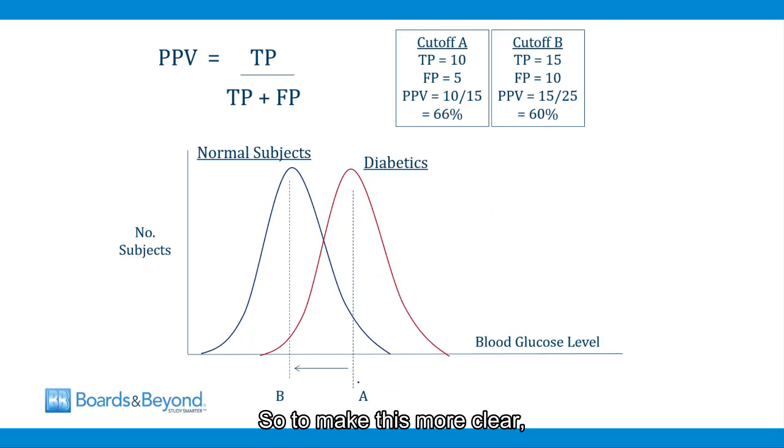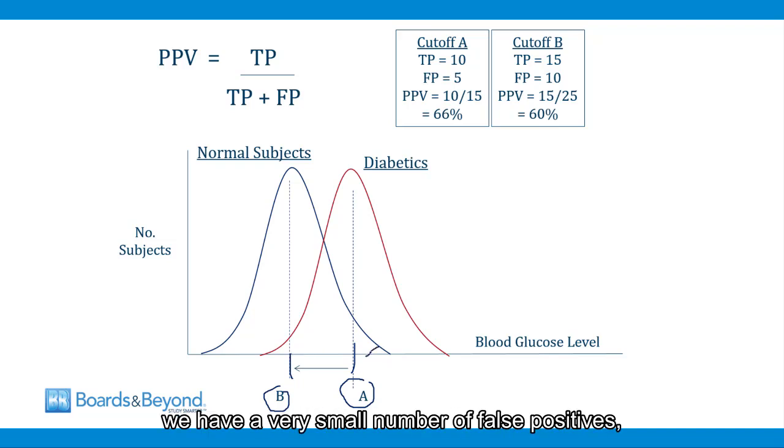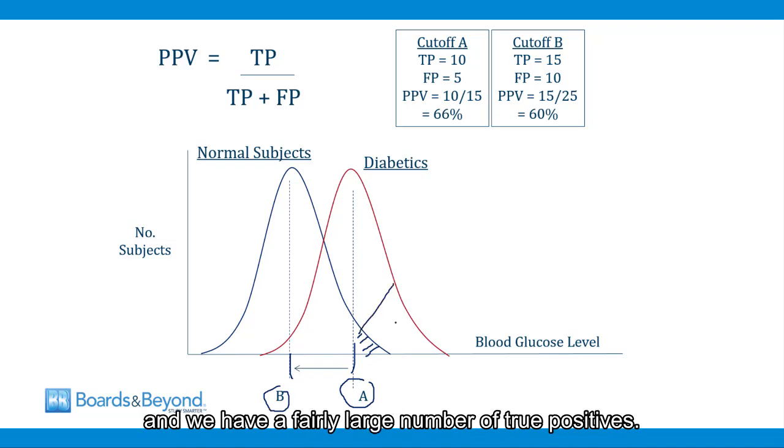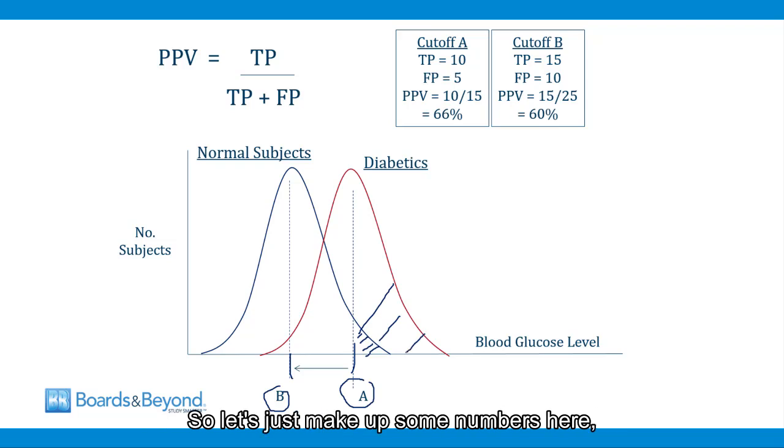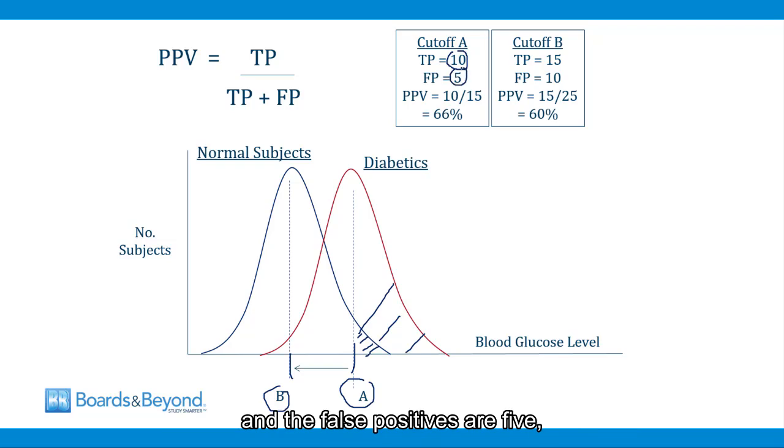So to make this more clear, let's hypothetically consider that we're going to move the cutoff point from point A here, indicated by this line, to point B here, indicated by this line. Well, using cutoff A, we have a very small number of false positives, and we have a fairly large number of true positives. So let's just make up some numbers here and say that the true positives are 10 and the false positives are 5.